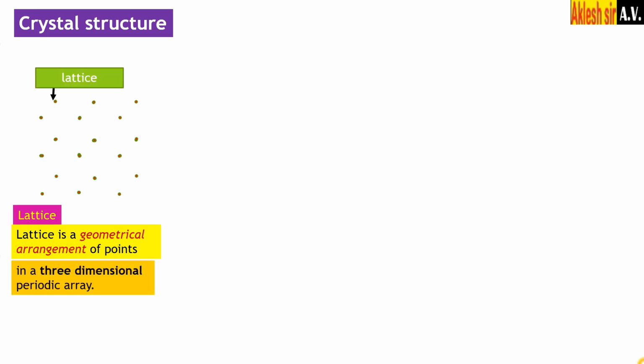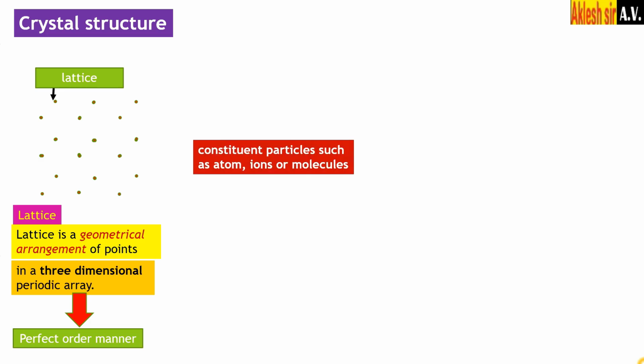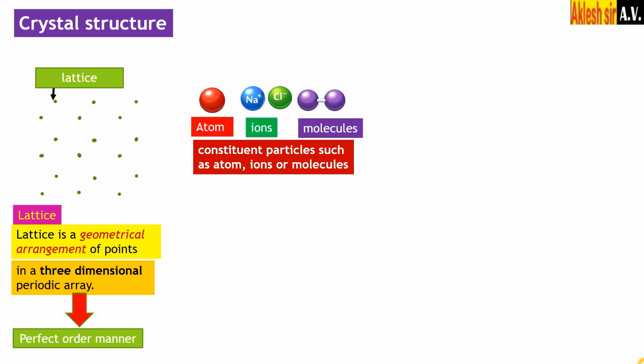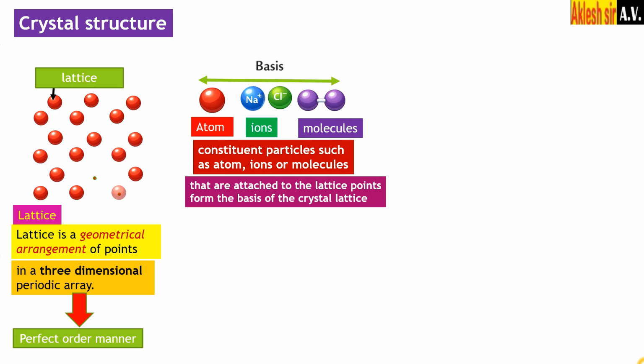Here points are arranged in a three-dimensional periodic array. Here periodic array means that points are arranged in perfect order. Constituent particles such as atoms, ions, molecules form the basis of the crystal lattice that are attached to the lattice points. In the animation you can see that atoms are positioned on the lattice points to form a crystal lattice.